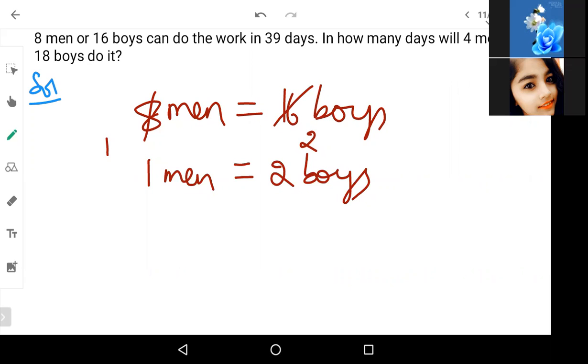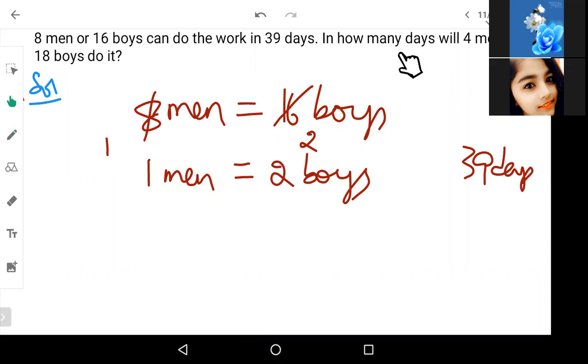Did you understand? The work of 1 man is done by 2 boys. So that's why very carefully read the question. The first part of the question says 8 men or 16 boys can do the work in 39 days. So both of them can do the work in 39 days. Now let us go to the second part of the question.